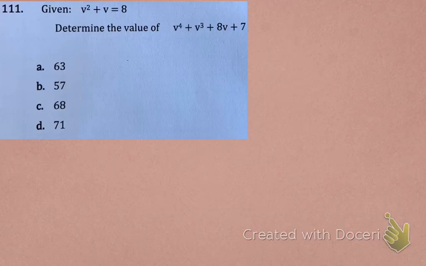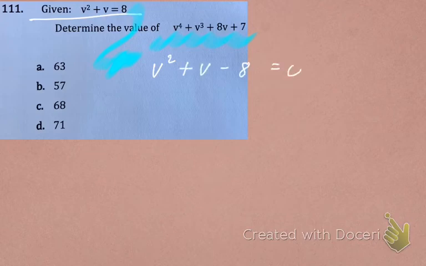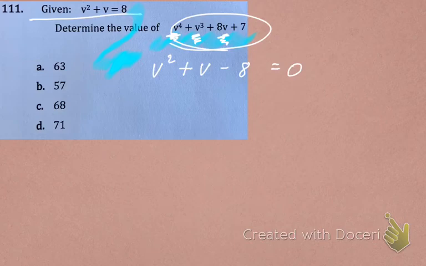And we have here an algebraic expression: v squared plus v is equal to 8. That is given. And the question is, determine the value of v to the 4 plus v to the 3 plus 8v plus 7. So what we're going to do here is start by considering the quadratic equation that is given, and treat this as a normal quadratic equation and try to solve it to find the value of v, so that we can simply substitute it back wherever I see the v there into that expression to determine the value of the expression.